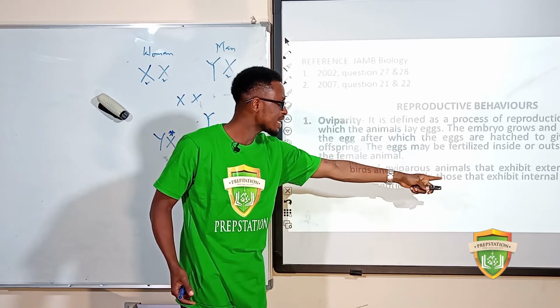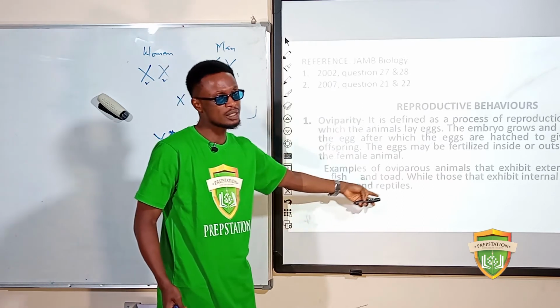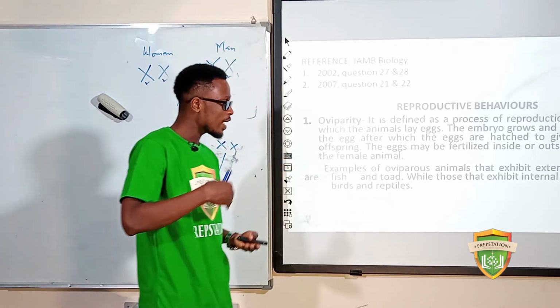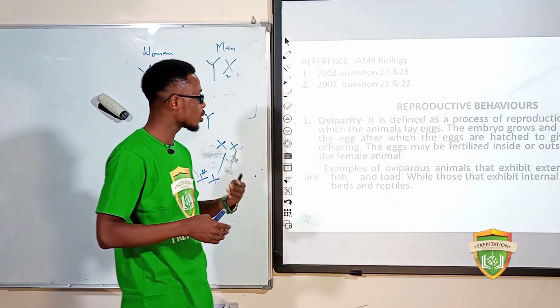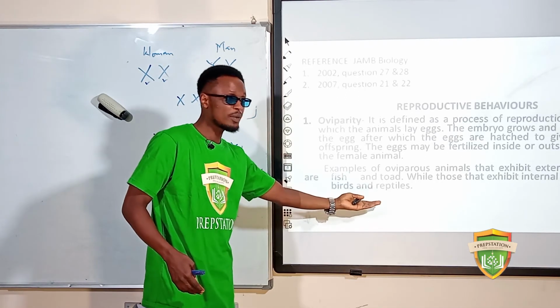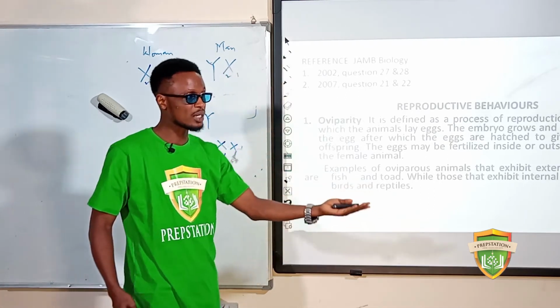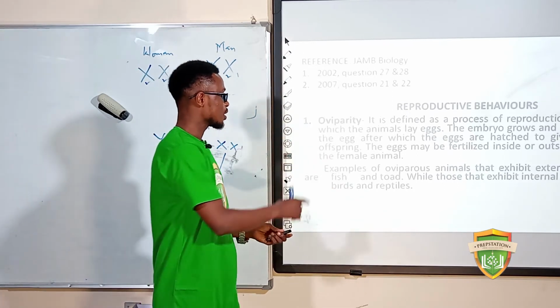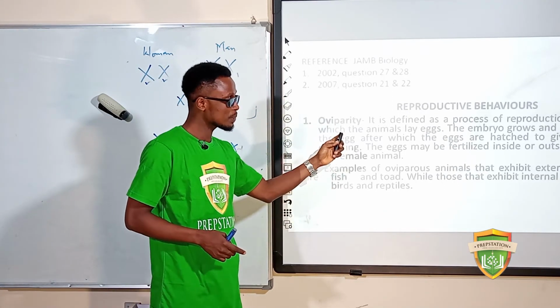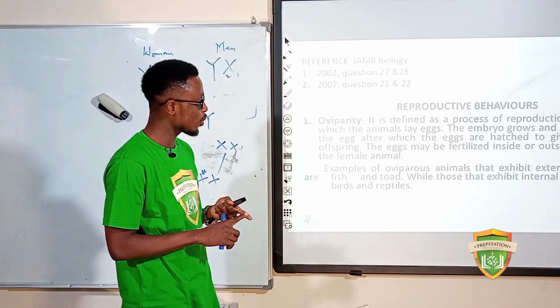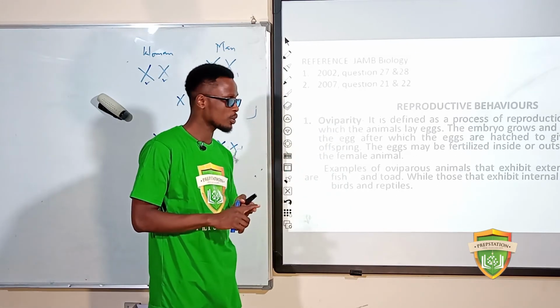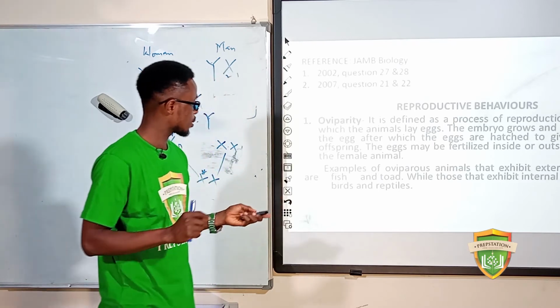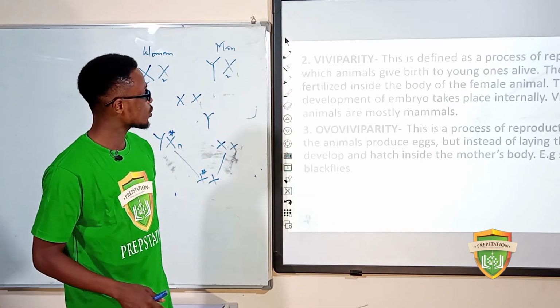Now, those that exhibit internal fertilization are birds and reptiles. The eggs will be fertilized inside, then they'll lay eggs. The same thing with reptiles. And for reptiles, we have lizards, snakes, crocodiles, and the rest of it. Now, take note, for oviparity, fertilization can be internal, and it can also be external.